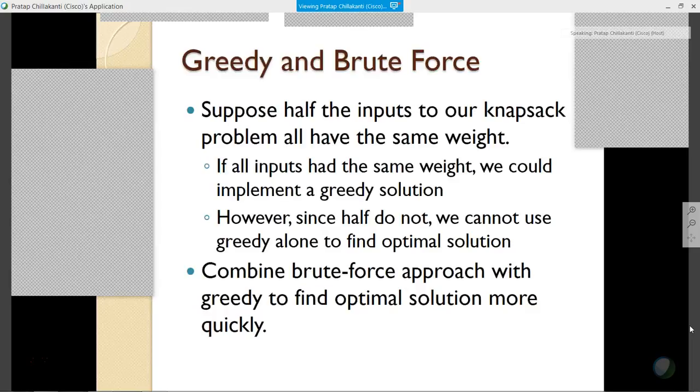Now, a couple of other notes here, right? What happens if half of the inputs to the knapsack problem all have the same weight? If all of them have the same weight, we could implement a greedy solution. But unfortunately, only half do. Half of them may have the same weight, but the other half do not. So what do you do there? You combine the approaches.